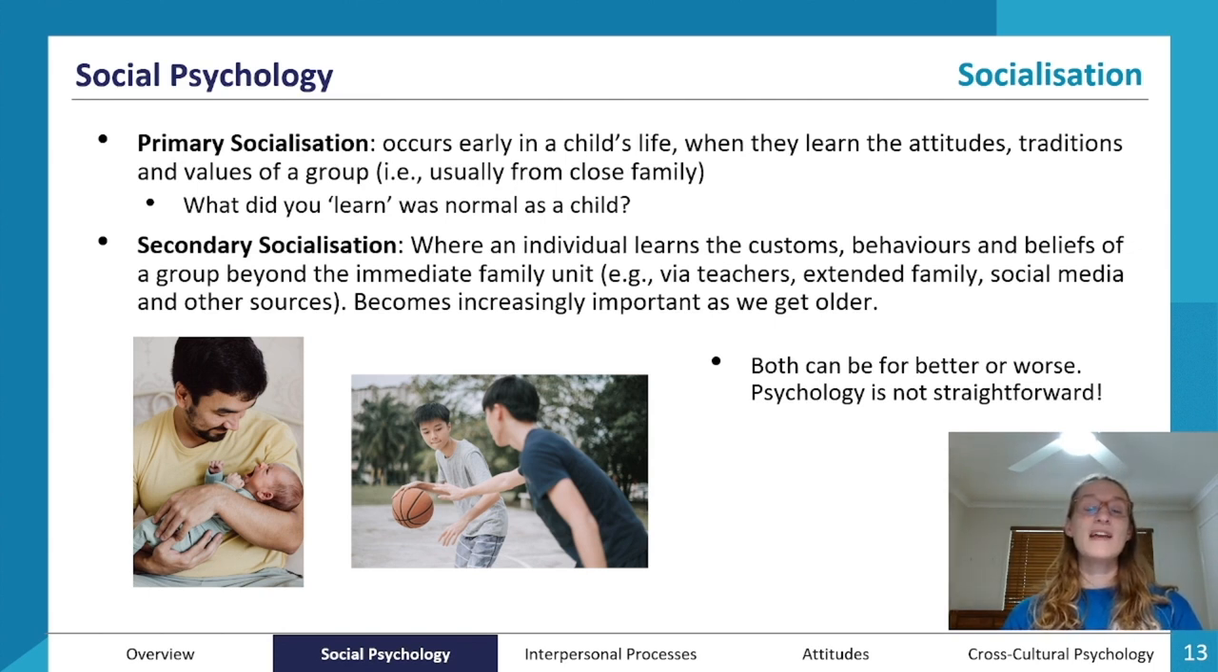So, for example, if a child is raised in an abusive home, their primary socialization is going to have a very strong negative effect on their life, because they're going to be learning that violent and abusive language and actions are acceptable behavior. And then as they grow up, they might themselves begin to express those attitudes and behaviors.